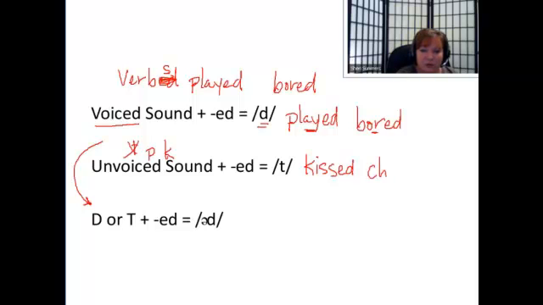Let's take the word check, for example. I will check something, and I have already, add an ED, we get checked, checked. Okay, because we go from the unvoiced K to an unvoiced T. So these are the basic rules.